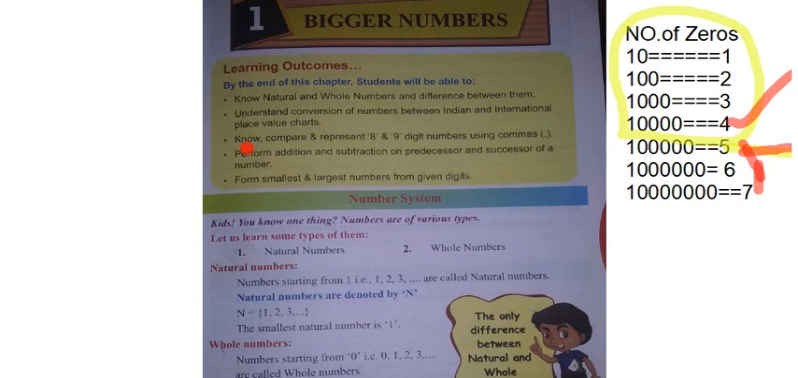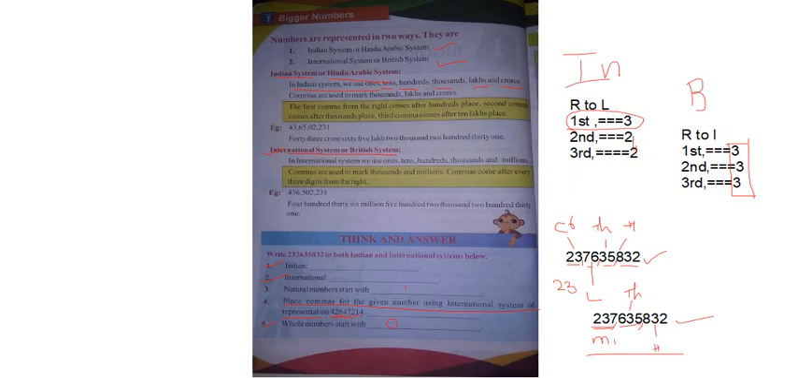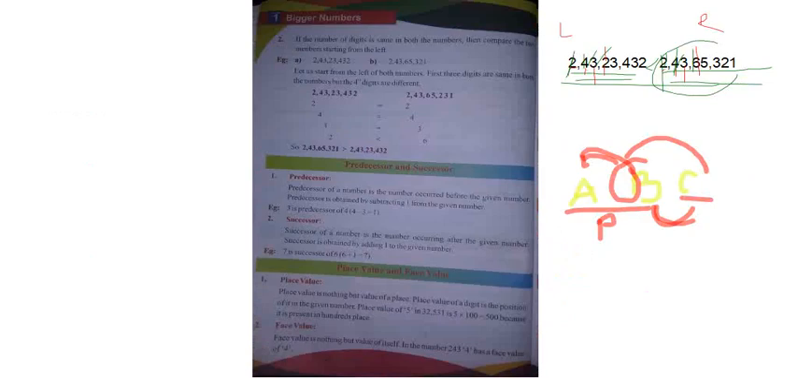Next point, now compare and repeat 8 and 9 digit numbers using the commas. Yes, we completed. Perform addition and subtraction on predecessor and successor of a number. So we can see how much we completed up to here. In this paper we completed think and answers, and the formation of smallest and greatest numbers using these numbers.